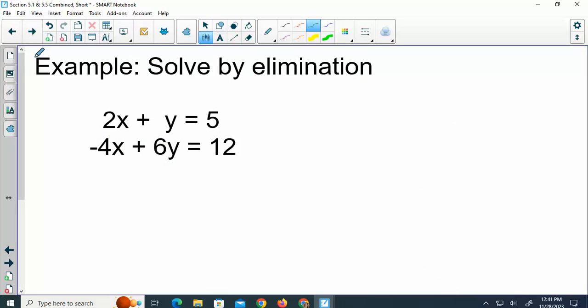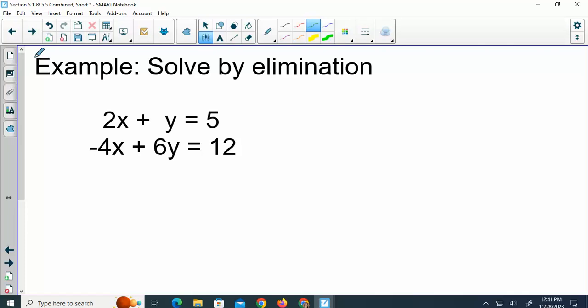Cancel a variable out. Yes, we want to be able to add the equations together and get something to cancel. In order for a variable to cancel, we have to have opposite coefficients, so like a positive 5 and a negative 5. So to get that, we might have to end up multiplying one or both equations by something.